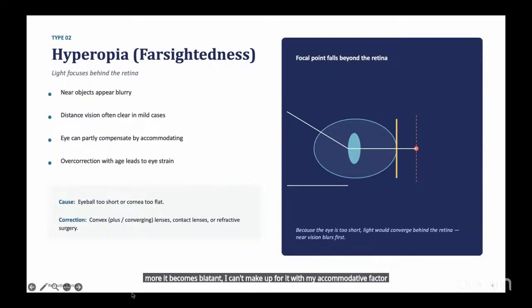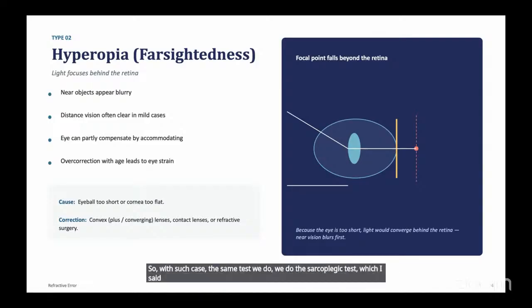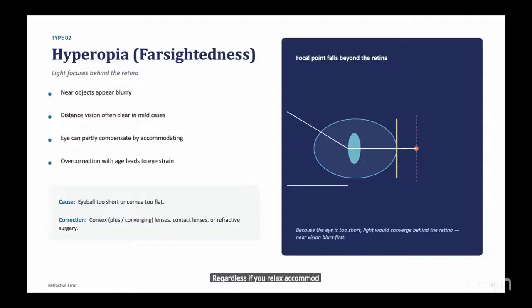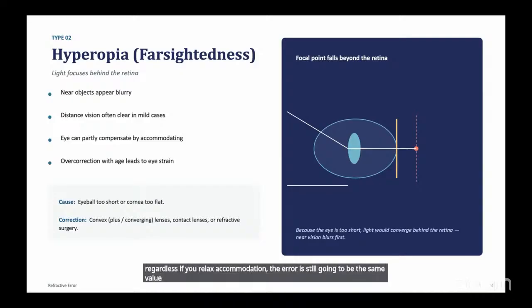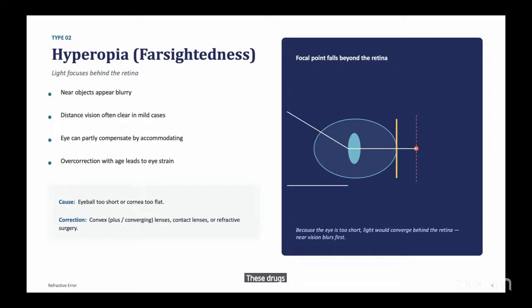So in such a case, the same test we do, the cycloplegic test, where we use the ocular dilators, is very, very effective for them compared to the myope. For the myope, regardless of whether you relax accommodation, the error is still going to be the same value with just slight variation. But with the hyperope, it gives us the full value without the accommodation being intact, since these drugs relax the accommodative process.